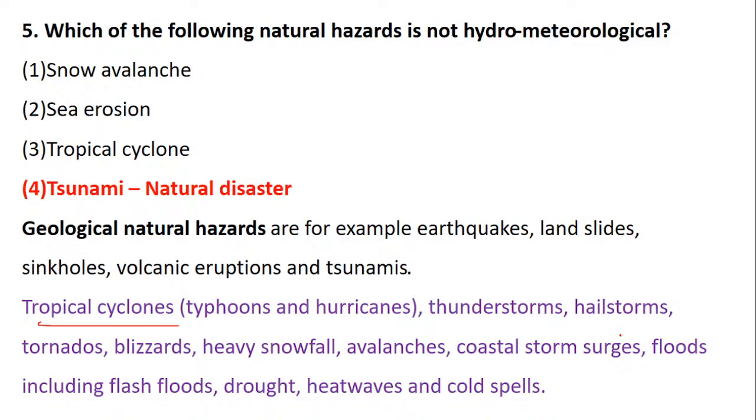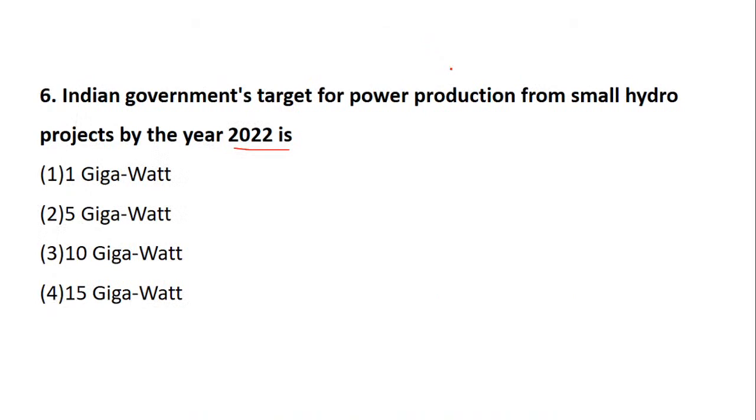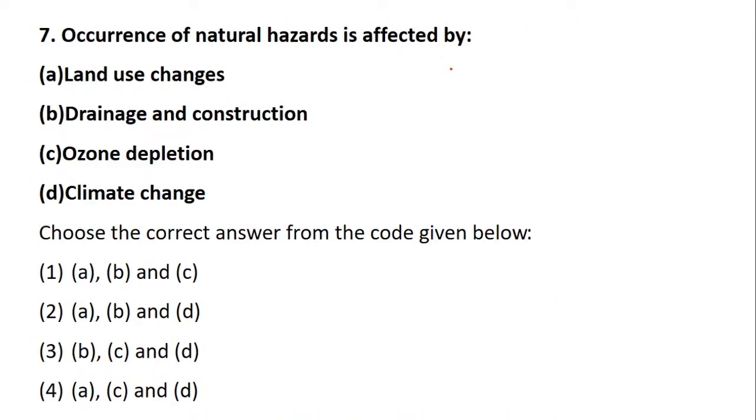Now the same question has been given, but as an odd man out. We know that snow avalanche, sea erosion and tropical cyclone are part of hydrometeorological hazards, and tsunami is the odd man out, because a tsunami is a natural disaster that comes under geological natural hazards. Is it clear now? Both I have explained very clearly. Let's go to question number 7.